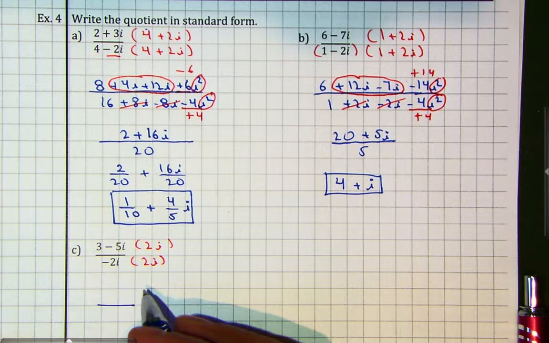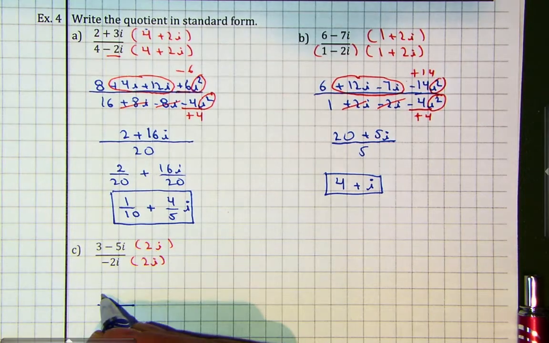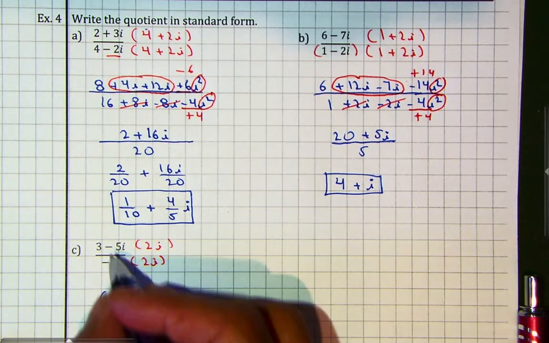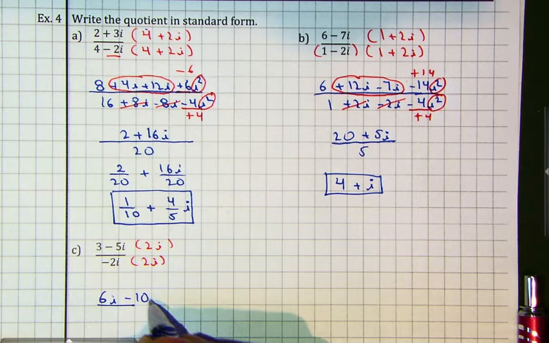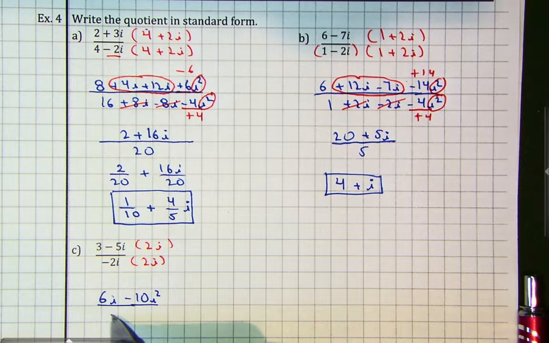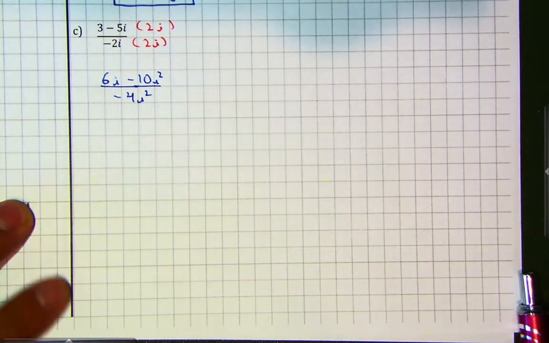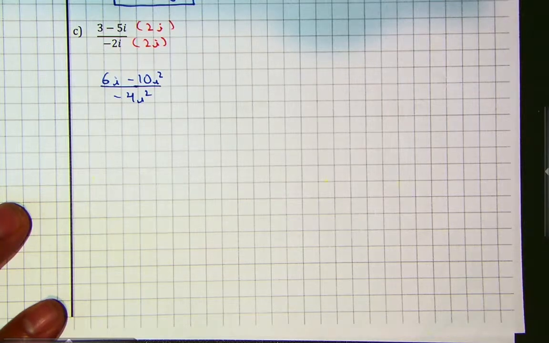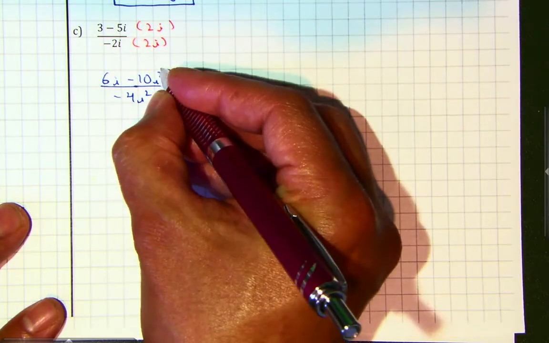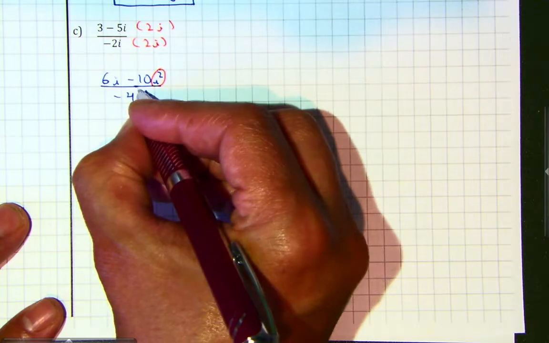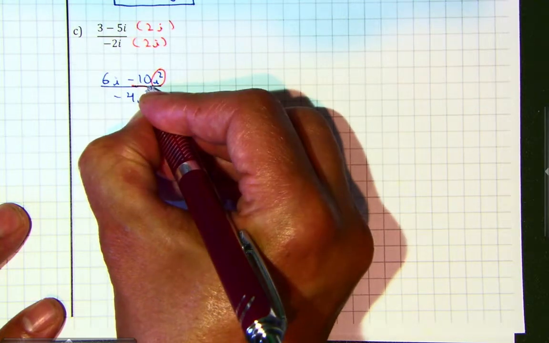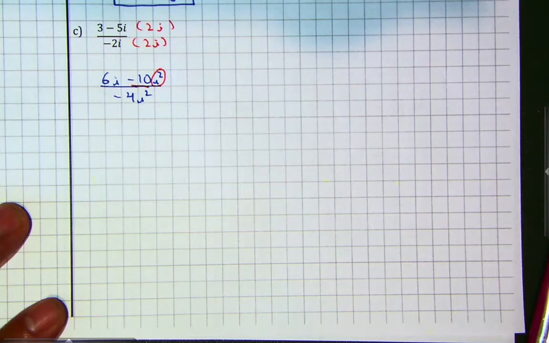So therefore, 3 times 2i will give me 6i, negative 10i squared. Denominator will give me a negative 4i squared. I'm going to simplify my denominator and actually simplify. i squared is equal to negative 1 times the negative 10 gives me a positive 10.